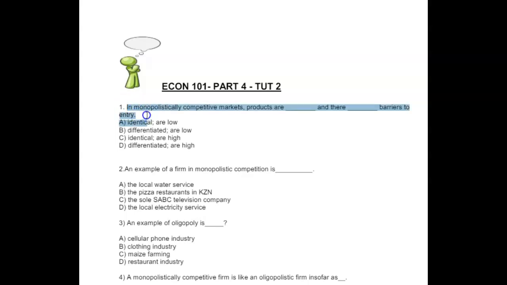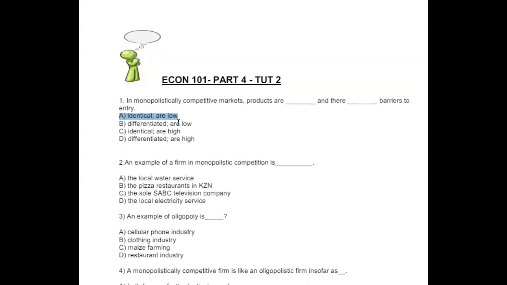So, in monopolistic competitive markets, products are, so they're similar, right? You look at toothpaste, there's different toothpaste, different toothbrushes. And there are low barriers to entry. Low barriers means it's easy entry. If I want to become a toothpaste manufacturer, I can do it. It's easy. So the answer will be A. The products will be identical and there will be a low barrier of entry.